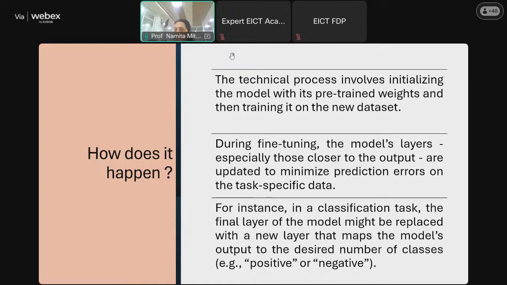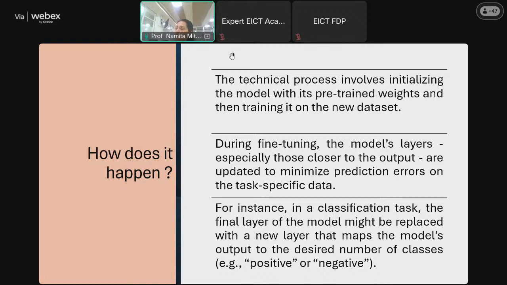So, for instance, in a classification task, the final layer of the model might be replaced with a new layer. Final layer means output layer, with a new layer that maps the model's output to the desired number of classes. Suppose the model is saying 0, 1, 2, but I want the result in positive, negative, or neutral, right? So that last layer may be replaced with a new one, which is considered as the output. So the earlier output becomes a hidden layer, and the new layer becomes the output. This is one way of doing it.